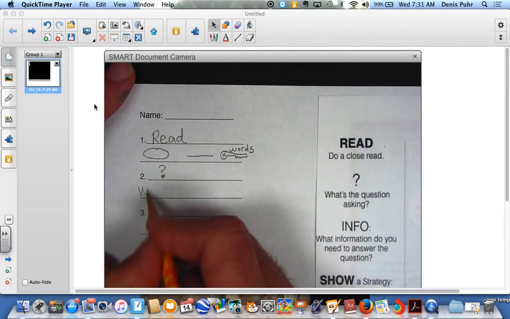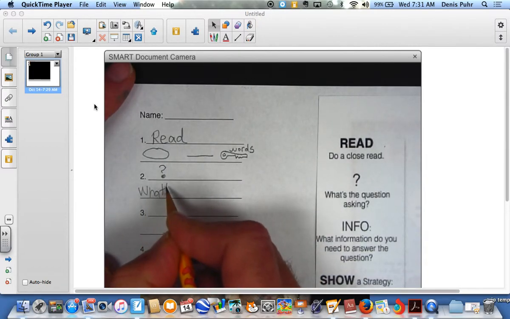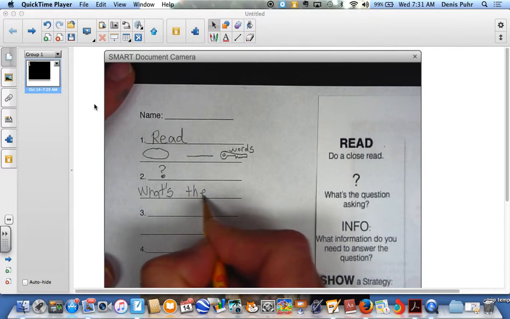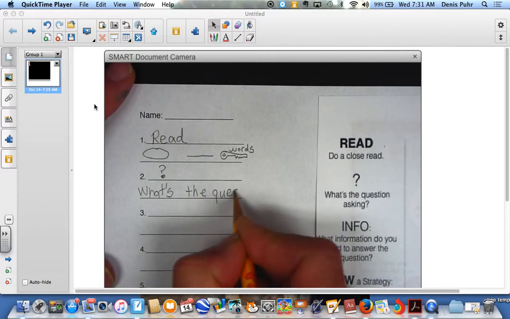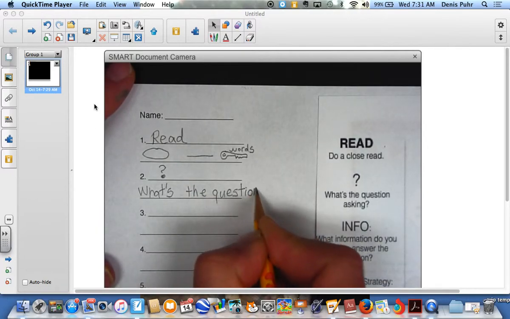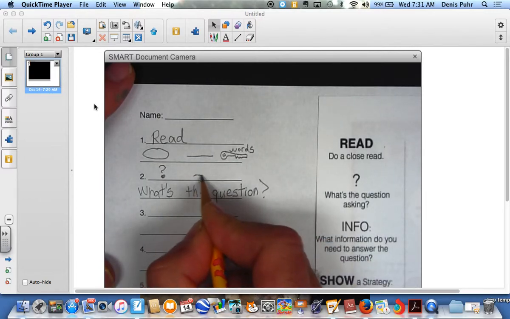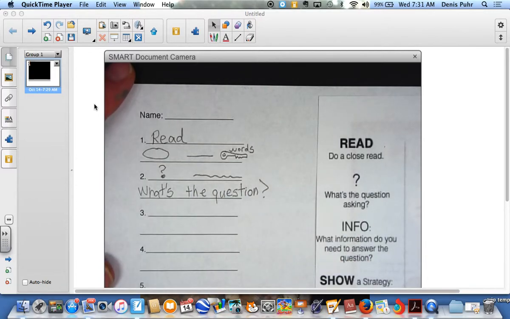So right here, what's the question? And again, put a line underneath the question. Make sure you understand the question, because if you don't understand the question, there's no going any further. You're not going to be able to answer it.